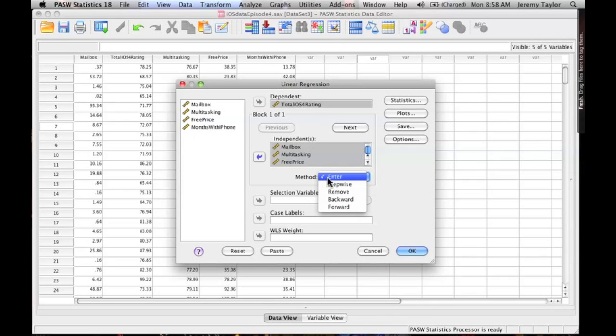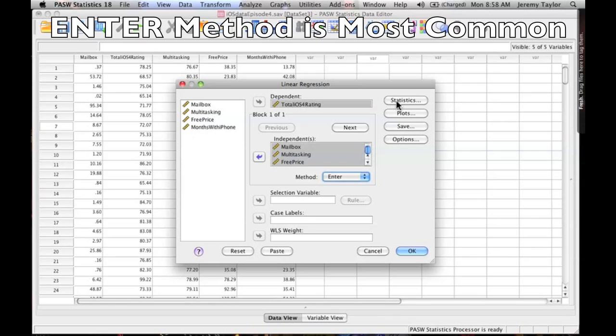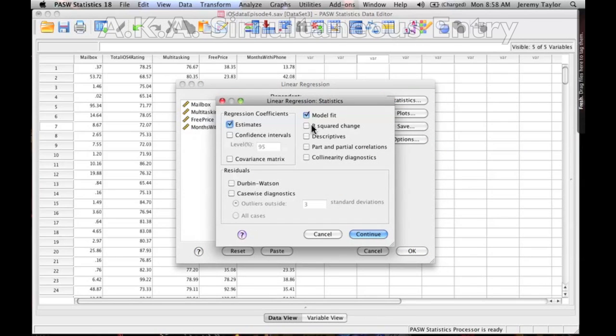Now, next you have to choose the method you're using to enter your independent variables into the regression model. The most common is the enter method. The enter method, also called simultaneous entry, simply means all 4 of the predictors are put in the model at the same time.